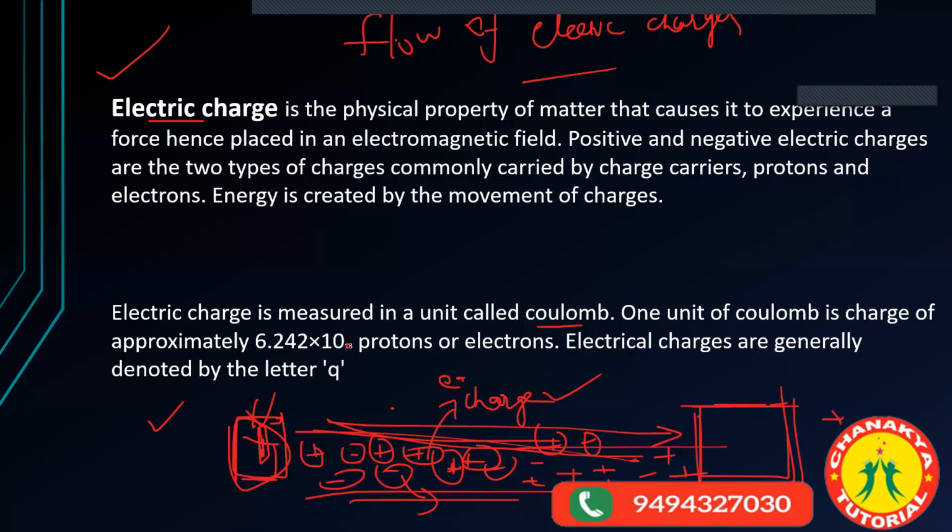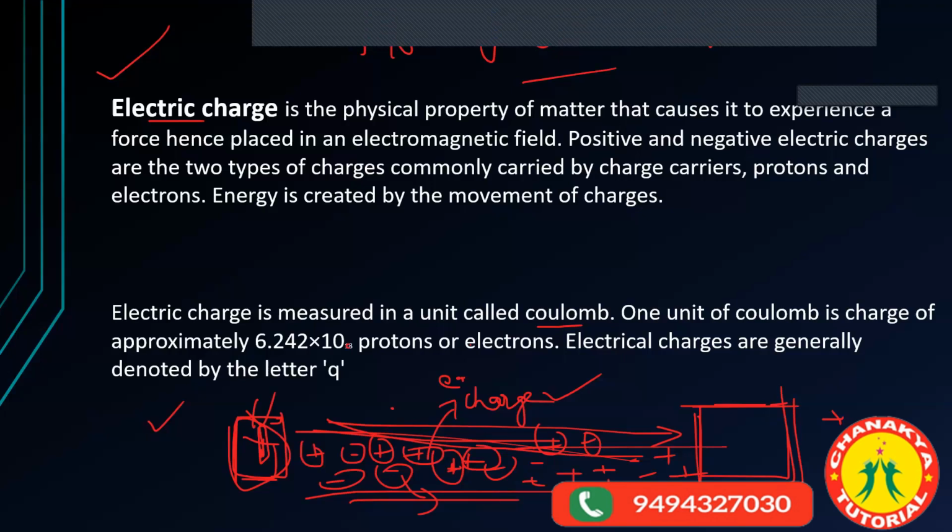I was telling you in the first class, there is an iron ball with 5 positive charges and 5 negative charges. So you will call this ball neutral, right? Neutral means they have equal charges or they don't have charge itself. So if you want the formal definition, electric charge is a physical property of matter that causes it to experience a force when placed in an electromagnetic field.